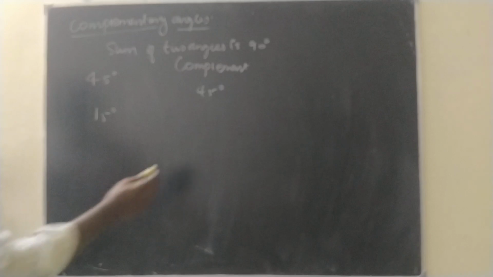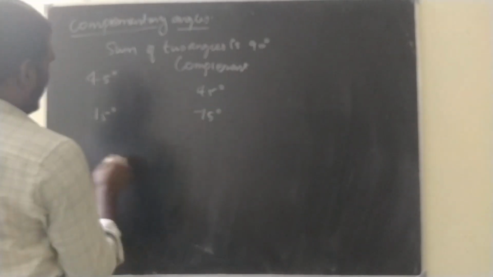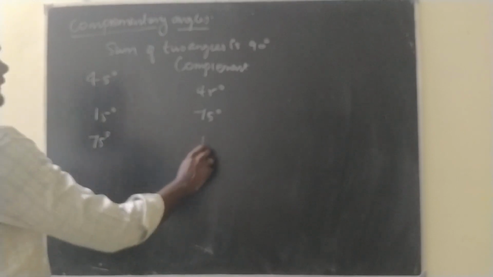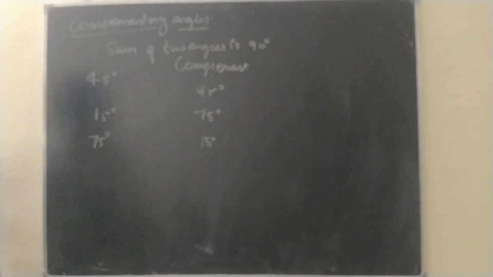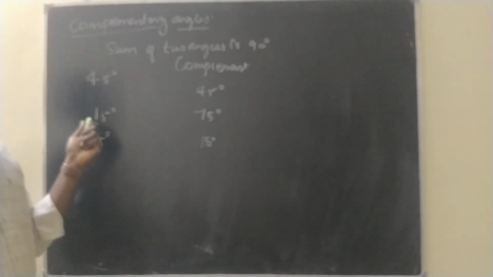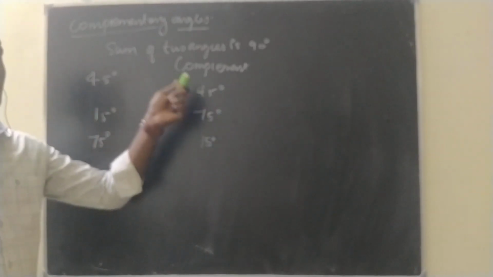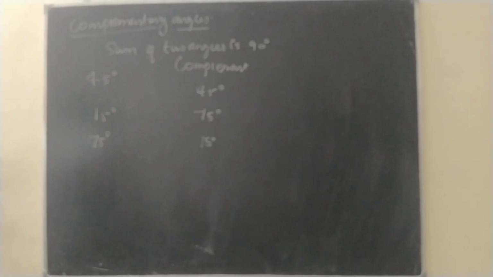75 degrees. For an angle 75 degrees, what is its complement? 15 degrees. Okay. These are called complements. See, this is the complement of that and that is the complement of this. Simply, the sum of two angles is 90 degrees. We say those are complementary angles.